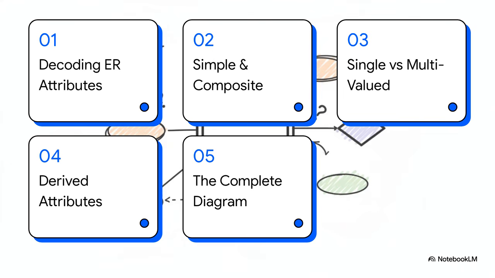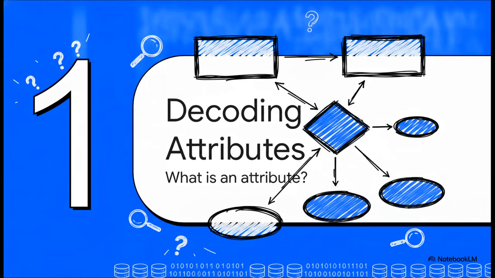1. Decoding ER model attributes. 2. Simple and composite attributes. 3. Single versus multi-valued attributes. 4. Calculating derived attributes. And wrapping up with 5. The complete university diagram. All right, let's kick things off with Section 1, Decoding ER model attributes.